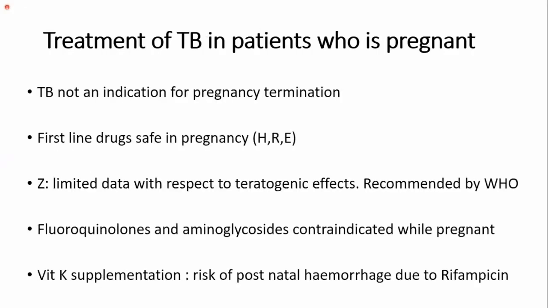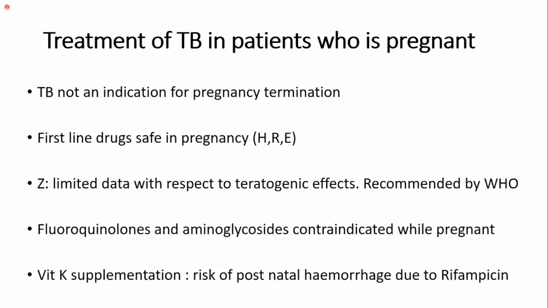And important things for patients who are pregnant. Tuberculosis is not an indication of termination of pregnancy. All the first-line anti-TB agents are safe in pregnancy, so they can be continued in pregnancy, mainly isoniazid, rifampicin, and ethambutol. But for pyrazinamide, there is limited data on its teratogenic effect, but it's recommended by WHO to continue. And the second-line agents like fluoroquinolones and the aminoglycosides are generally contraindicated in pregnancy.